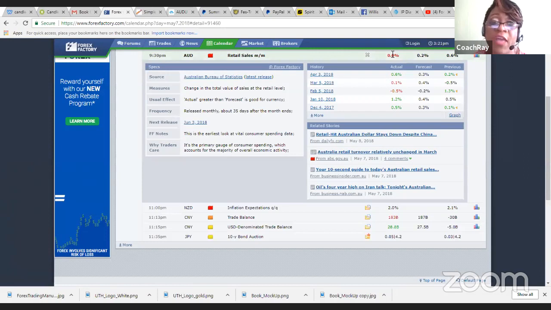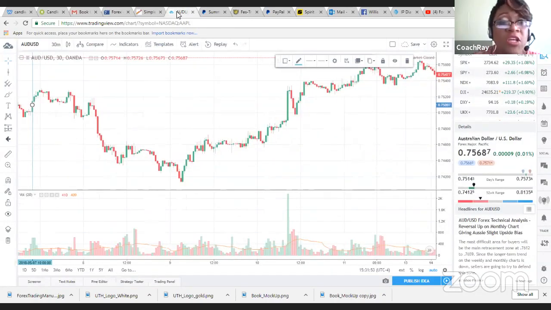So here's the question. This is what you'll look at. It says if the actual is greater than the forecast, then it's good for the currency. The actual was not greater than the forecast. Okay. And then it says here, why is it important? It's the primary gauge of consumer spending, which accounts for the majority of overall economic activity. Well, when I go back and I look at what the chart showed me for AUD, it dropped. You would think that it's supposed to drop, right?